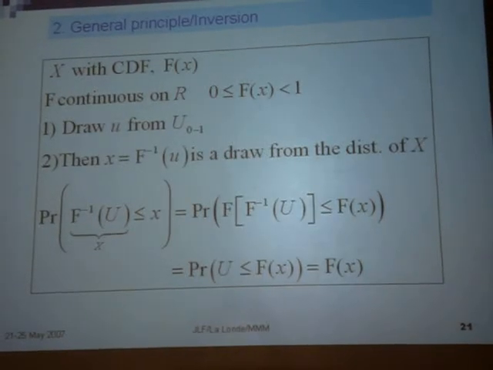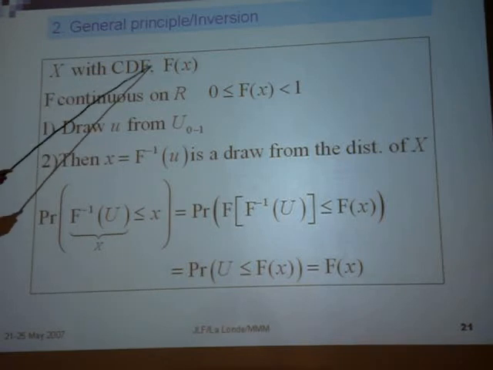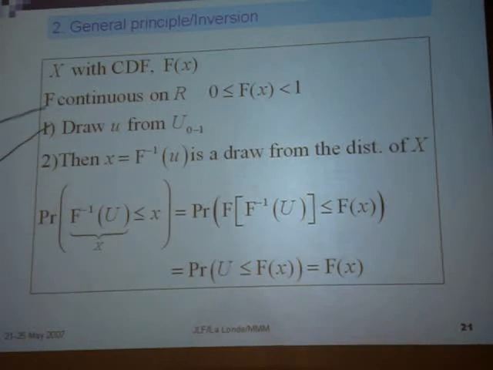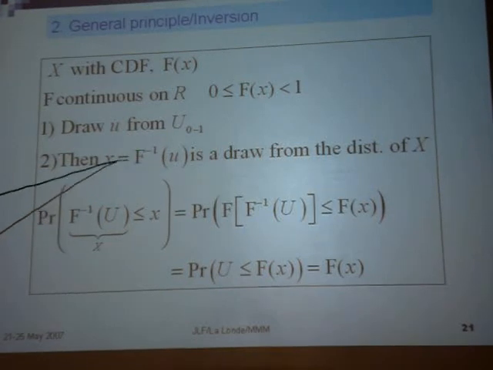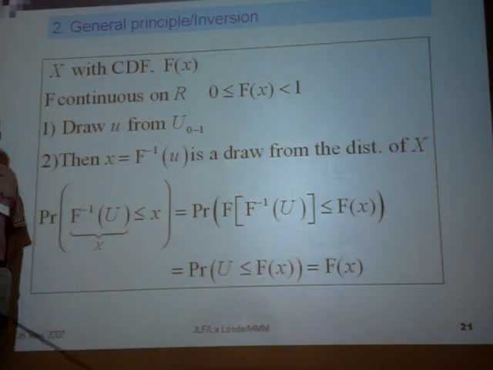Now we'll move to the second part: given uniform numbers on 0,1, how do you generate any kind of distribution. As usual, we'll start with the basic principle called inversion. Consider a continuous random variable with cumulative distribution function F of x, which is between 0 and 1. What you do is simply the following: you draw a u from your generator, U(0,1), and you take F inverse of u.